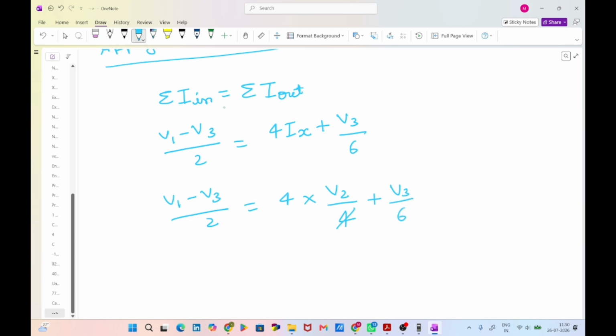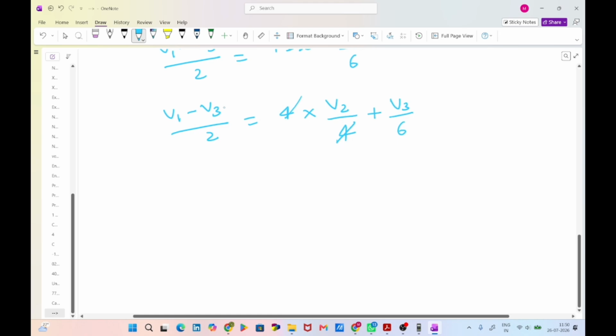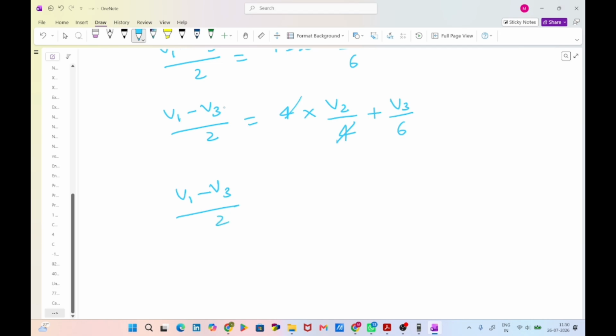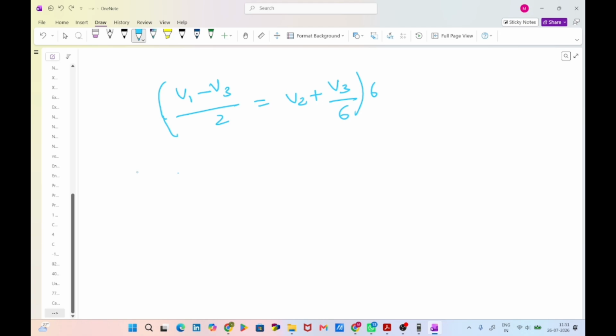Let's cancel this 4 and 4, and then write V1 minus V3 by 2 is equal to V2 plus V3 by 6. We need to make the denominator as 1, for that multiply by 6. And then it will become 3V1 minus 3V3 is equal to 6V2 plus V3.